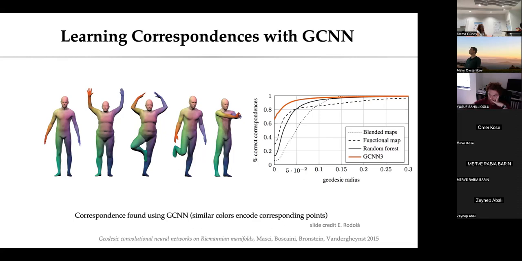For example, this dotted line, these are all methods that existed prior to 2015. And this paper, the geodesic convolutional neural network, produced results that look like this. Here, for instance, 5 × 10⁻² is around 5 cm. So around 95% of correspondence predictions are within 5 cm error of the ground truth. I mean, 5 cm, okay. It's not perfect, but not bad at all. It was better than anything that existed before.